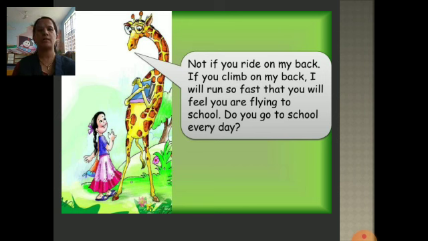As the giraffe has long legs, it can run fast. So the giraffe is saying to Haldi, as you will be late to school, don't worry, I will make you sit on my back and I'll run fast and you will feel like you are flying. Haldi will feel like she is flying like a bird.